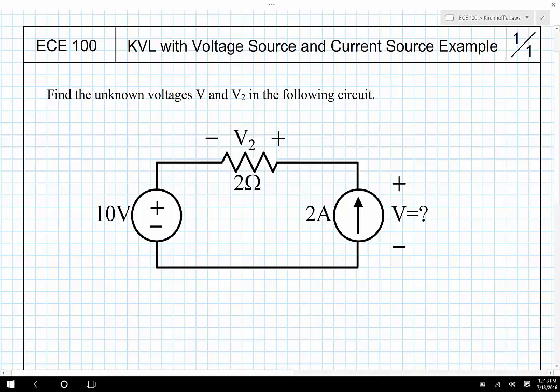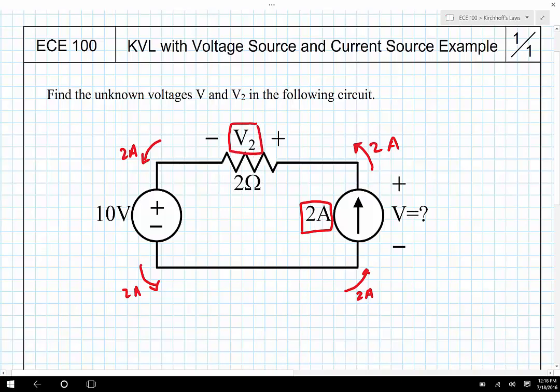So when we see that this 2 amp current source is pointing upward, that tells us that there are 2 amps flowing around the entire perimeter of the circuit. So there's 2 amps there, 2 amps there, 2 amps there, and then 2 amps here. Now that's very valuable information because it allows us to identify what is V2.